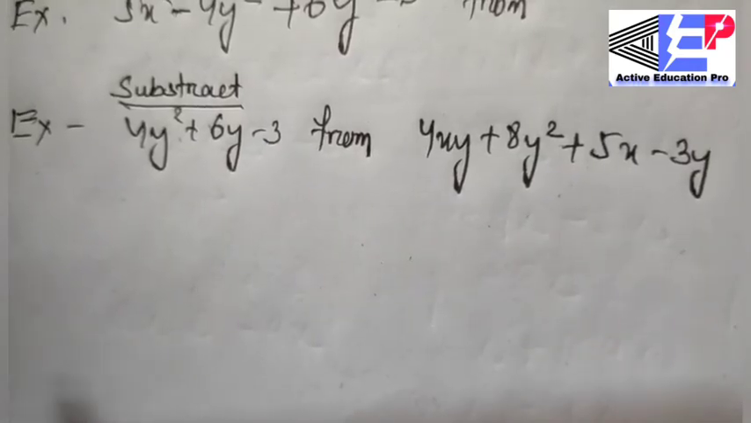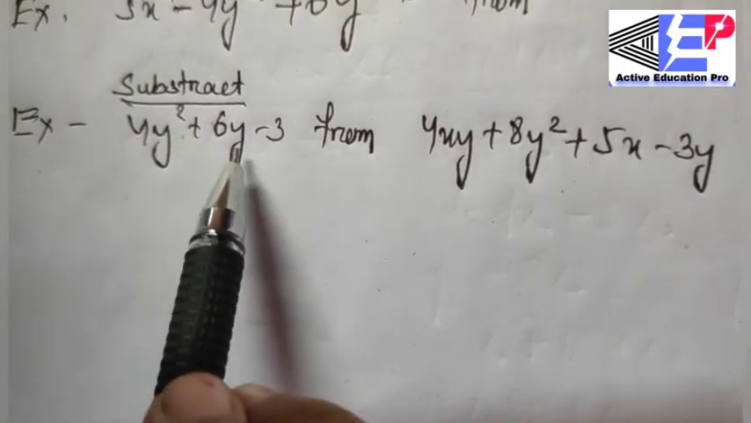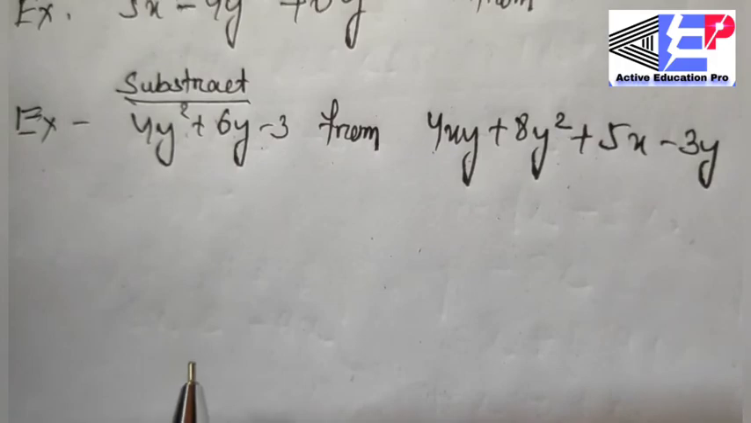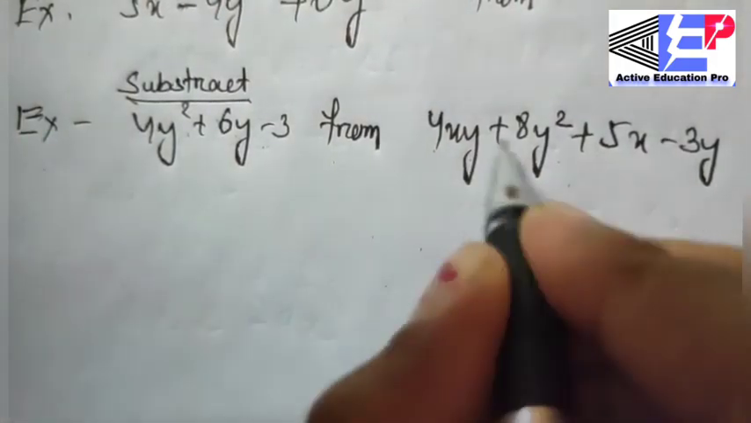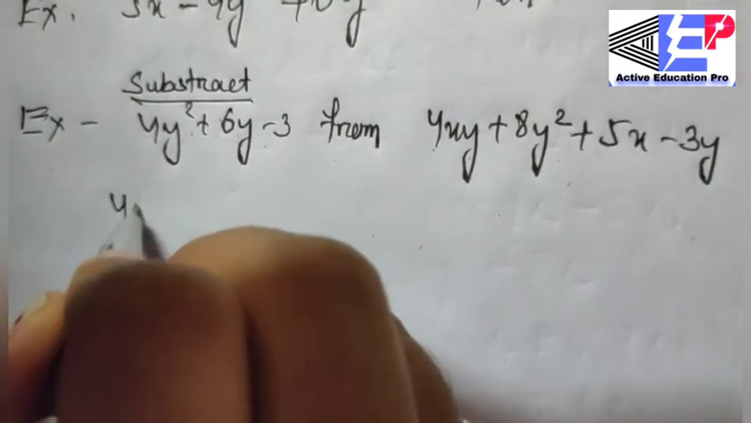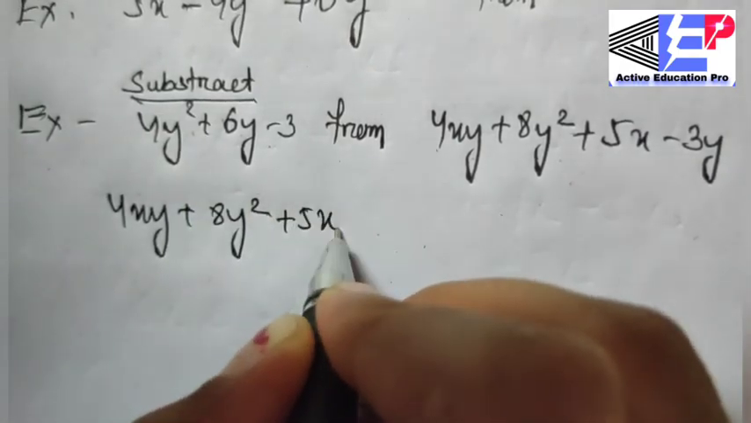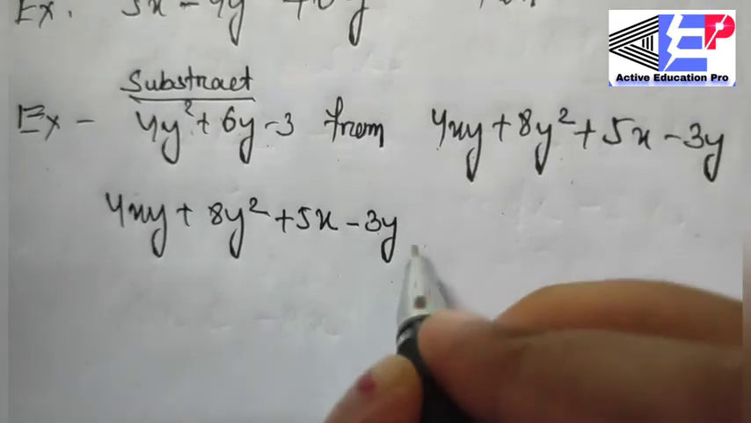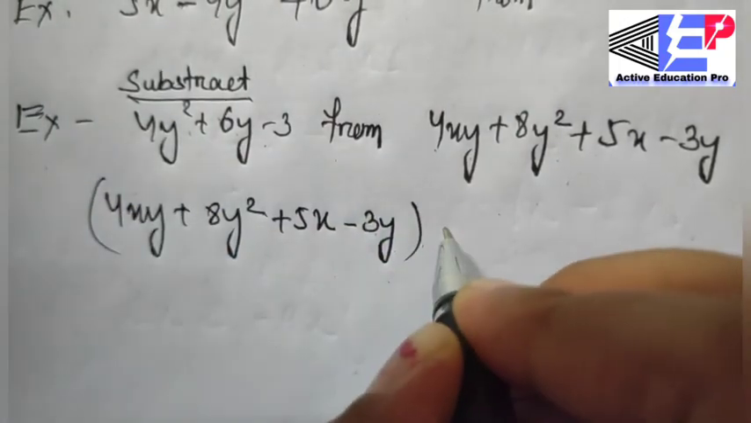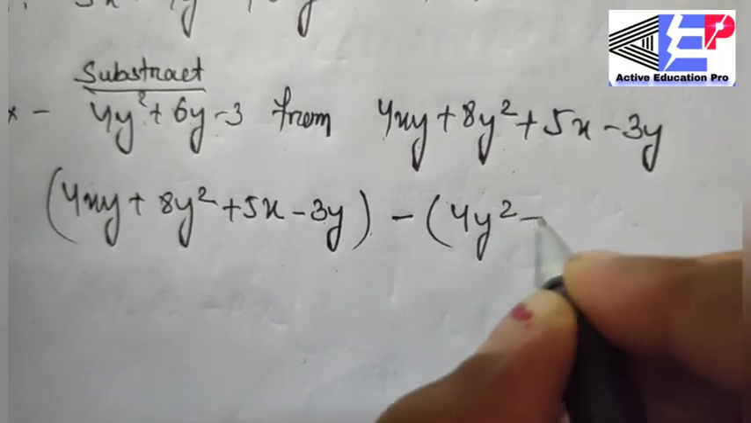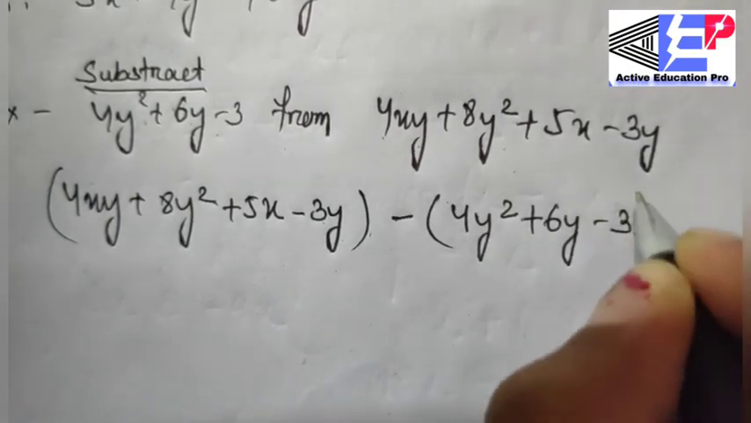Here this is the question. Subtract 4y square plus 6y minus 3 from 4xy plus 8y square plus 5x minus 3y. First write the second expressions 4xy plus 8y square plus 5x minus 3y and put a negative mark. Then write first expression 4y square plus 6y minus 3.